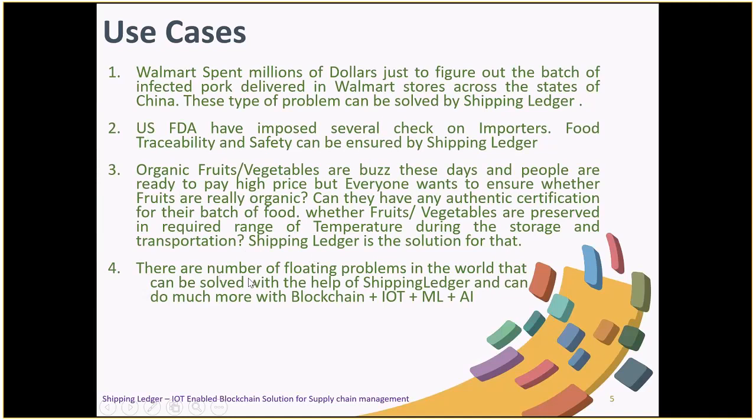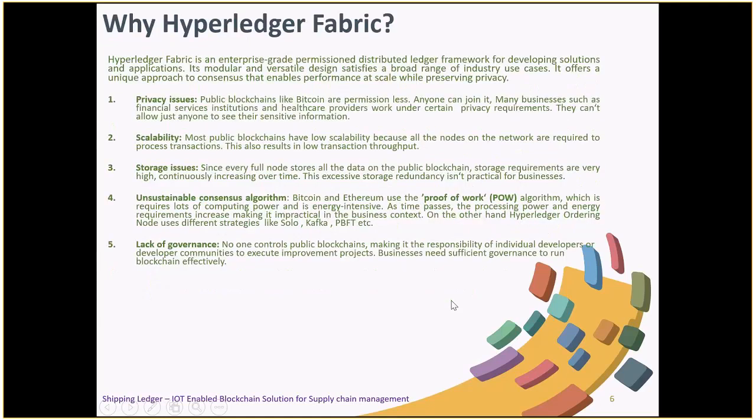There are a number of floating problems in the world that can be solved with the help of Shipping Ledger, and we can do much more with blockchain, IoT, ML, and AI. So why Hyperledger Fabric? We have a number of blockchain technologies in the market as of now, like Ethereum, Bitcoin. So why Hyperledger Fabric? Hyperledger Fabric is an enterprise-grade permissioned distributed ledger framework for developing solutions and applications.